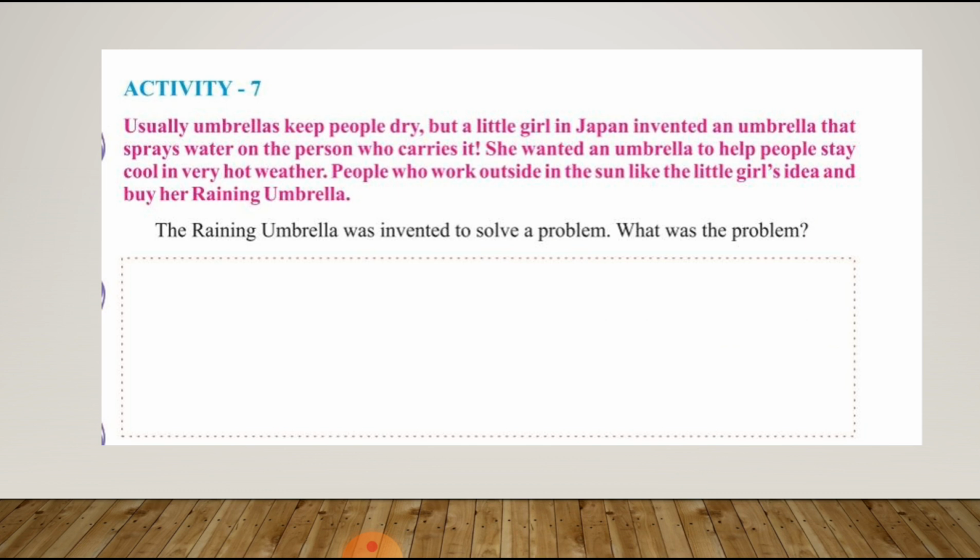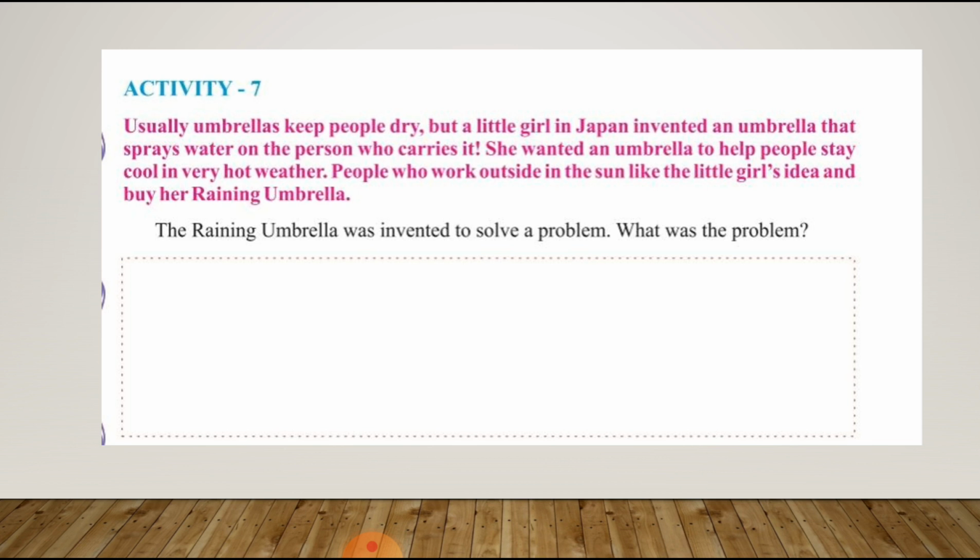Usually umbrellas keep people dry, but a little girl in Japan invented an umbrella that sprays water on the person who carries it. She has invented an umbrella that sprays water on the person who is carrying it. She wanted an umbrella to help people stay cool.